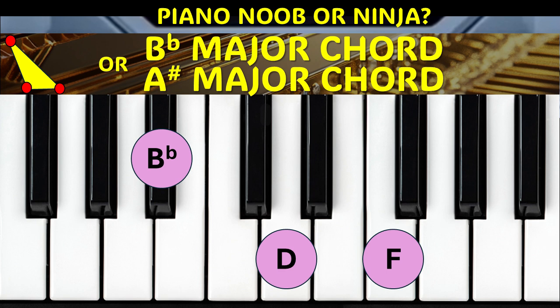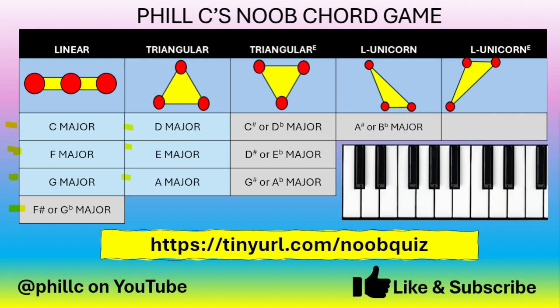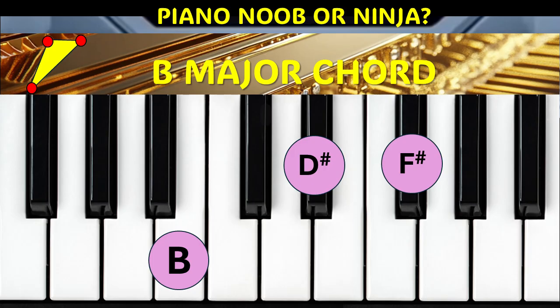All right. Let's take a look at our final quiz for the day. All right, the inverted unicorn. Which chord is this? Okay, there's only one note left. If you guessed that this was B major, you are correct. Bravo, my friend. You are done with the Noob chord game, and you nailed it. You got it. Let me give you a quick reminder of the B major chord.